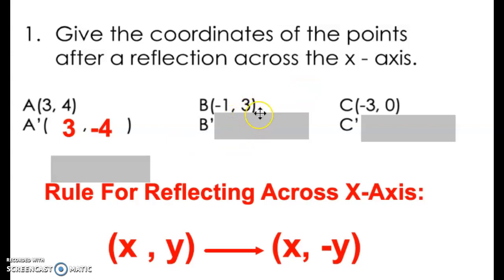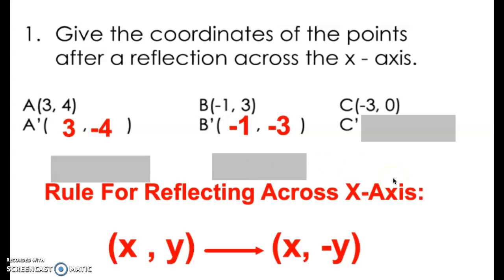So point B, to find the coordinates of B prime, to find the new x-coordinate, we are not going to do anything to the x. There's no change. So the x-coordinate of B prime is negative 1. Then we're going to take the opposite of the y-coordinate. So the new coordinates of point B prime are negative 1, negative 3.